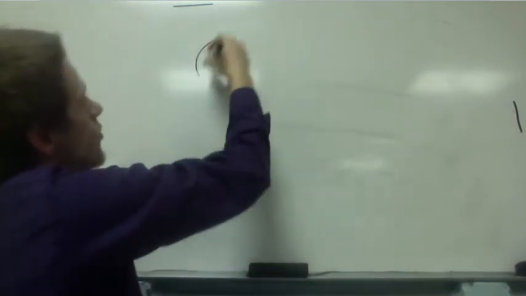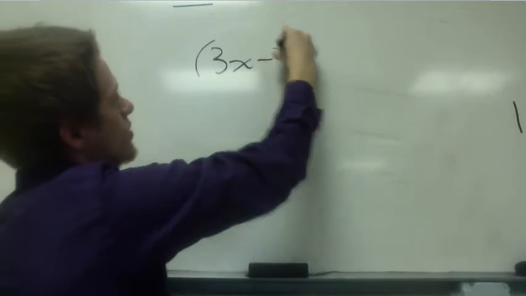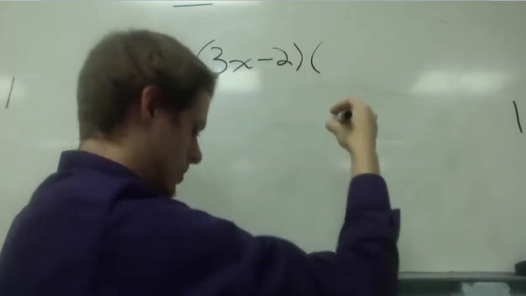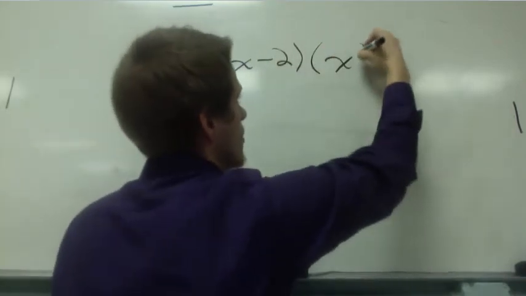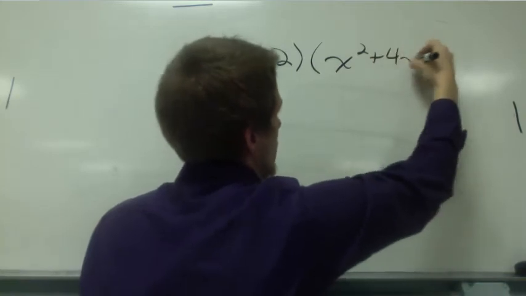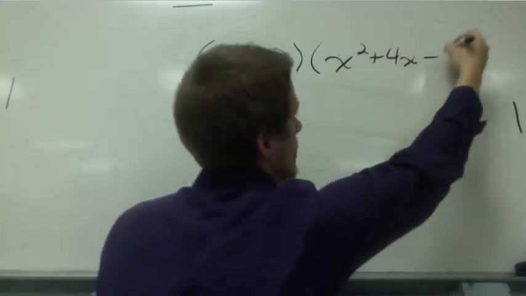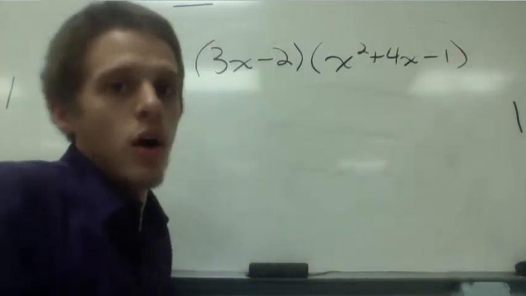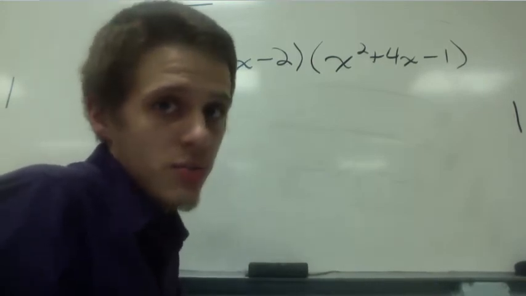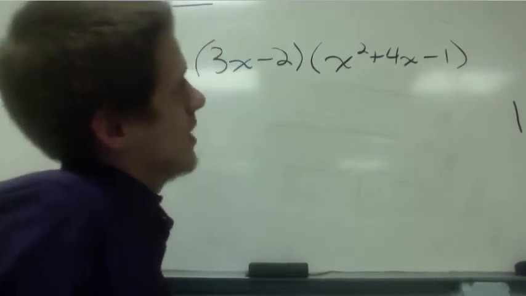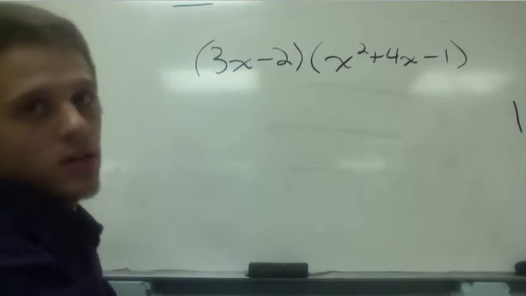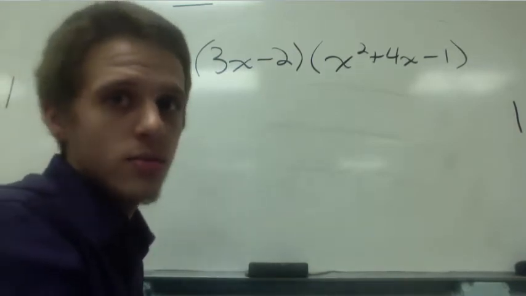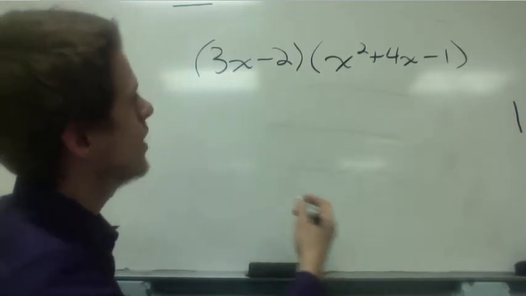This last one is a binomial times a trinomial. So 3x minus 2, we're going to multiply that by x squared plus 4x minus 1. Again, you can use distribution method. I like the box method, so I'm going to show you that way. If you do want to see me do the distribution method, just let me know. I can do that for you as well.